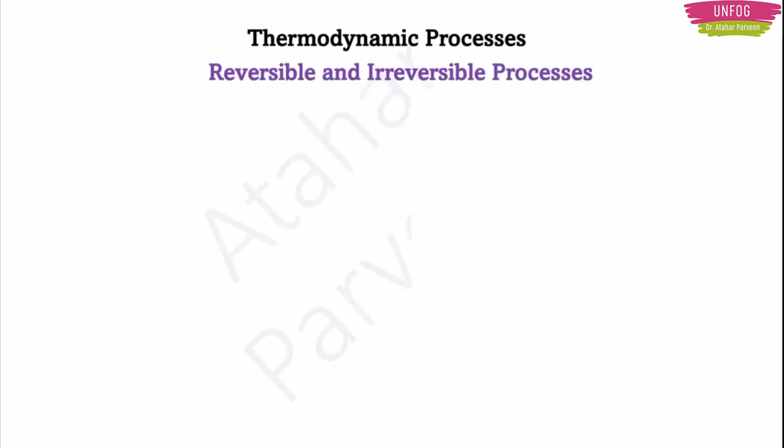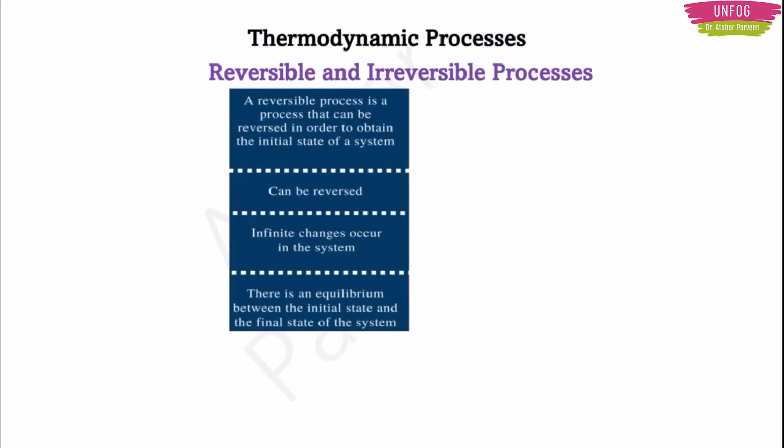There are two more very important types of thermodynamic processes. One is the reversible and the other one is the irreversible process. So what is a reversible process? A reversible process is a process that can be reversed in order to obtain the initial state of the system. Okay, you can reverse it and you can obtain the initial state of the system.